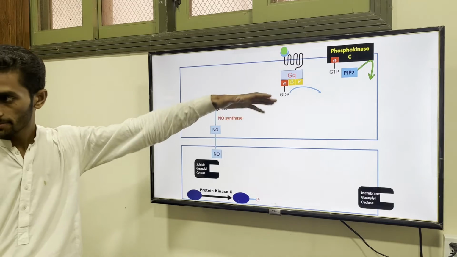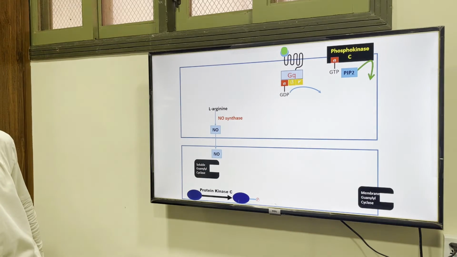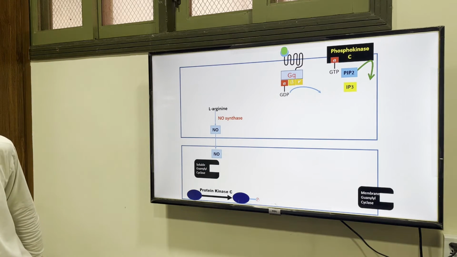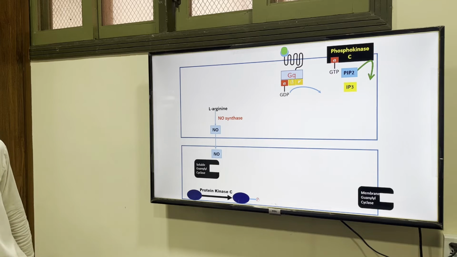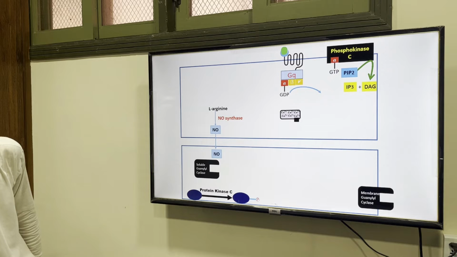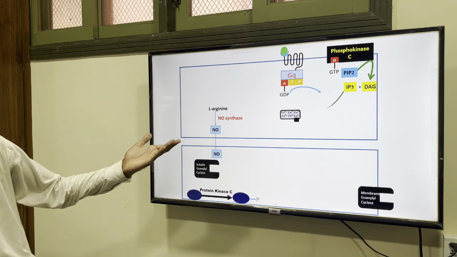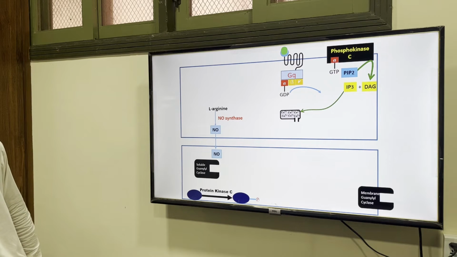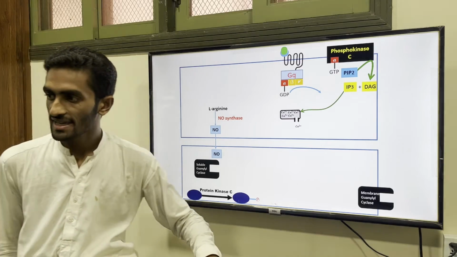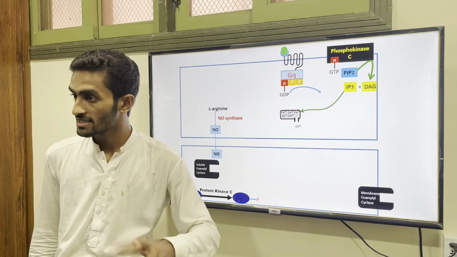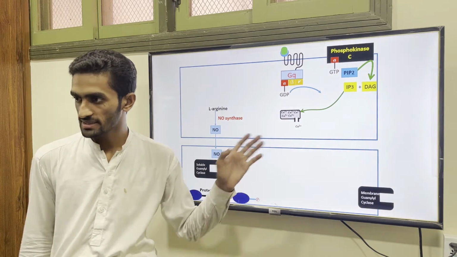When this alpha GTP attaches with your PAP, what do they do? They activate the conversion of IP3 and DAG. You know IP3 better: it attaches with the endoplasmic reticulum and causes the opening of the channel. When the channel opens, calcium comes out. This calcium can attach with your calmodulin, which is in the muscle, because this is a muscle cell.